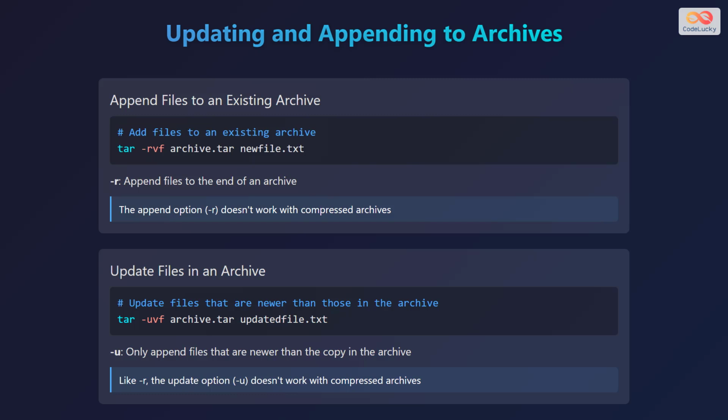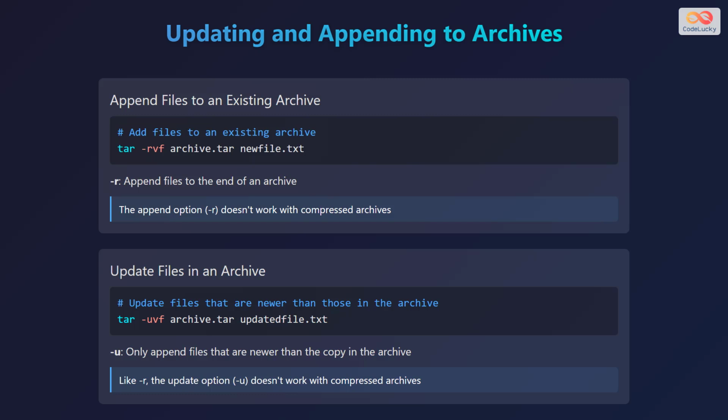To append files to an existing archive, you can use the command tar rvf archive.tar newfile.txt. Here, the r option appends files to the end of the archive. Please note that the append option does not work with compressed archives.